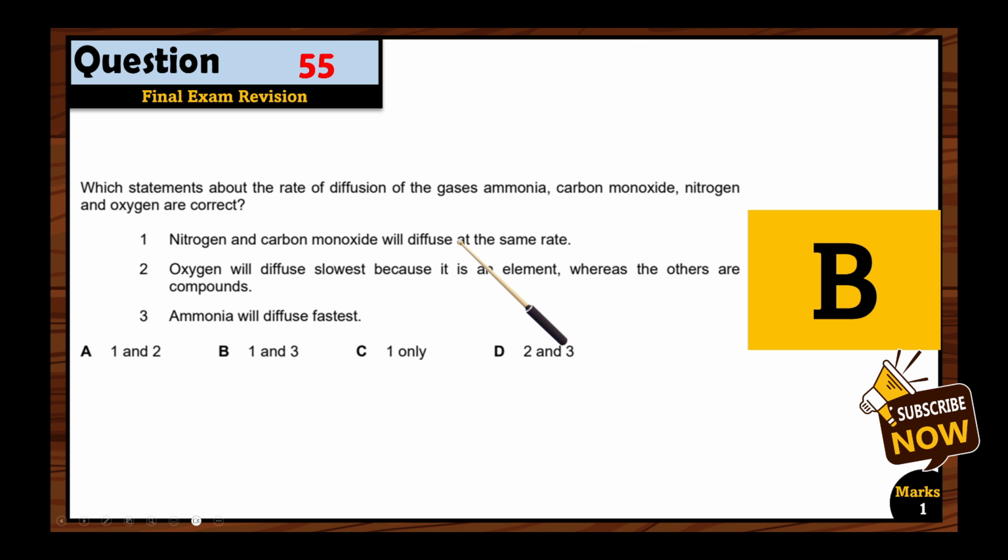Ammonia will diffuse fastest. So we have to see who will diffuse fastest. You can find the relative mass of all these substances and then you will know which one diffuses fastest. Of course ammonia has the lower mass, so option 3 and option 1 are right. That's why the correct option is B. Don't rely on option B; calculate the molecular mass yourself by looking at the periodic table. For all diffusion questions, if they are comparing gases, you have to find the molecular mass. The lower the molecular mass, the faster the diffusion rate.